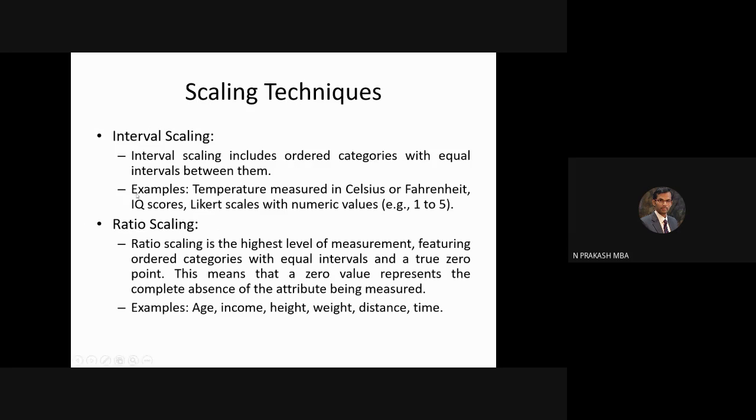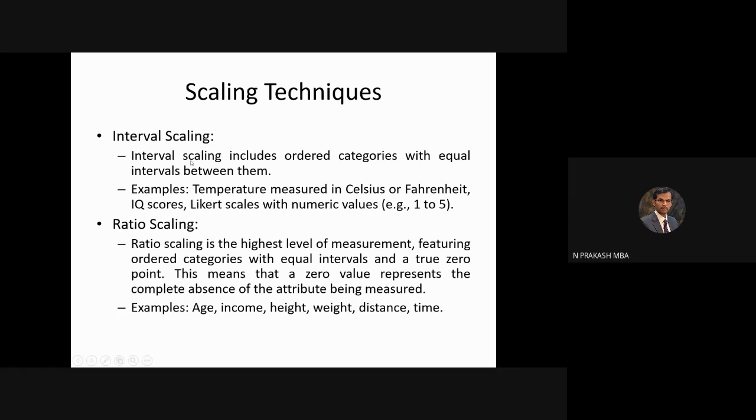The third is interval scaling. Interval scaling includes ordered categories with equal intervals between them. For example, when we want to check the temperature of a furnace, we can mention it in Celsius or Fahrenheit. We also mention the IQ score of a respondent, a student or some children, and there we collect the data. Similarly, a Likert scale with numerical values comes under interval scaling.